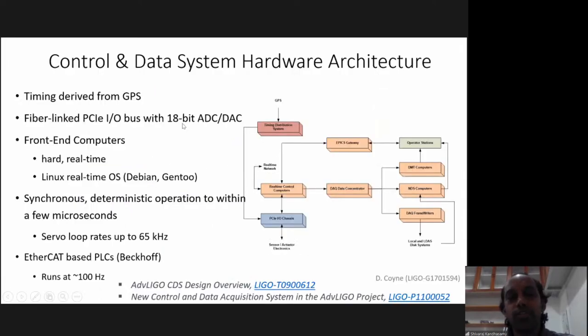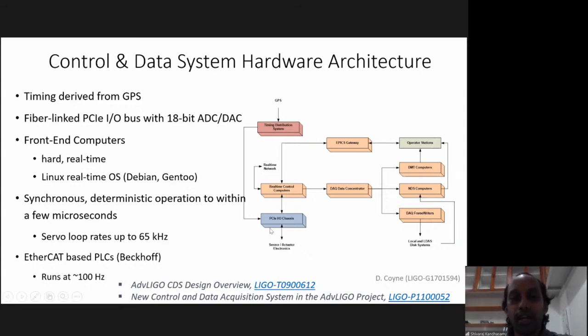For that, we use a sophisticated control and data system. Each of these signals is time stamped, and since it's a 4 kilometer interferometer, the system is distributed over a 4 kilometer size. So we need to get the signals from different mirrors at different positions to a common place, do some data analysis of the signals, and then send back the control signal to those mirrors.